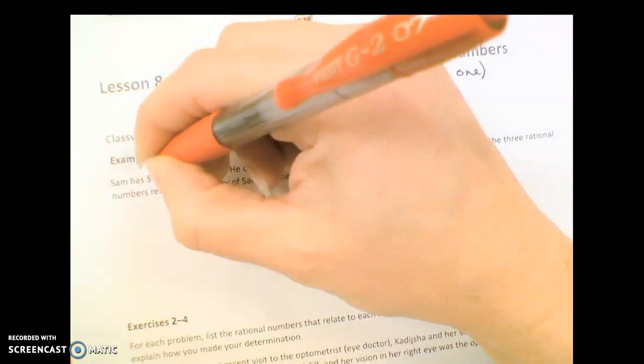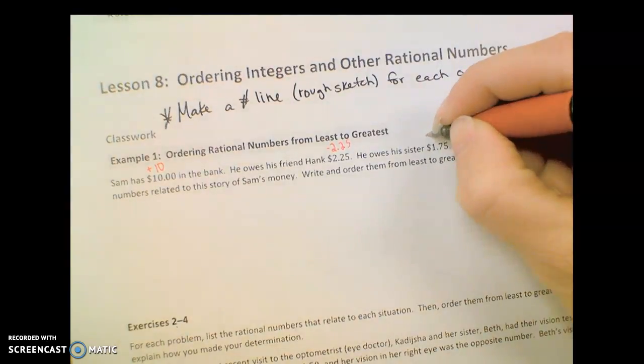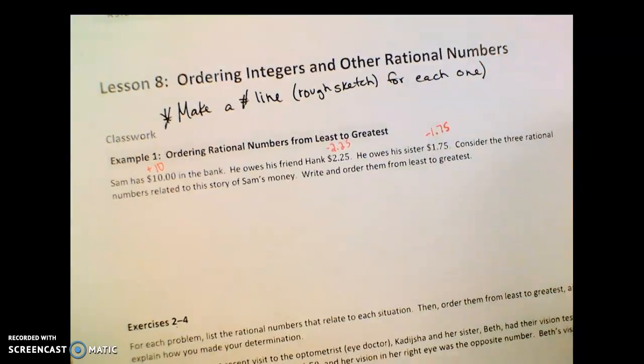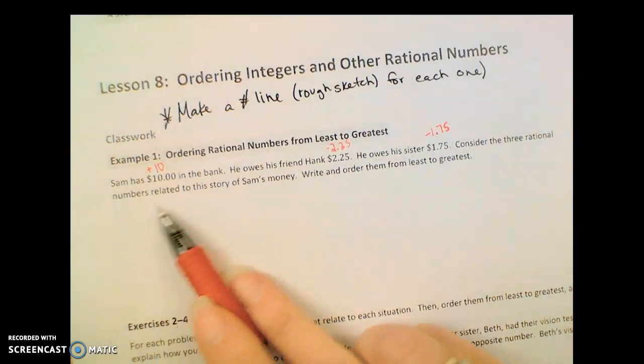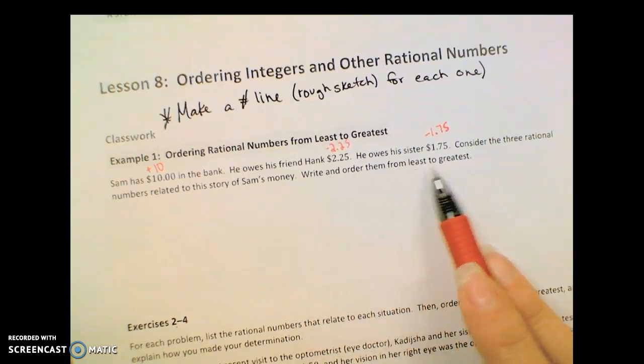So I'm just already kind of thinking about these things. He owes his sister $1.75. Again, it's going to be taken out of his bank account. It's going to lower his bank account, so that's going to be a negative rational number. Consider the 3 rational numbers related to this story of Sam's money. Write and order them from least to greatest.